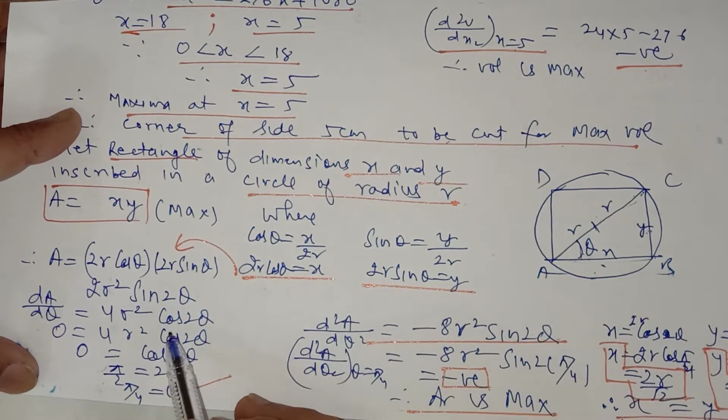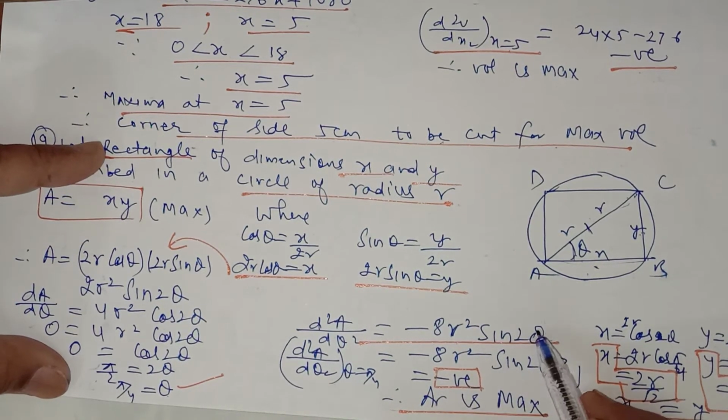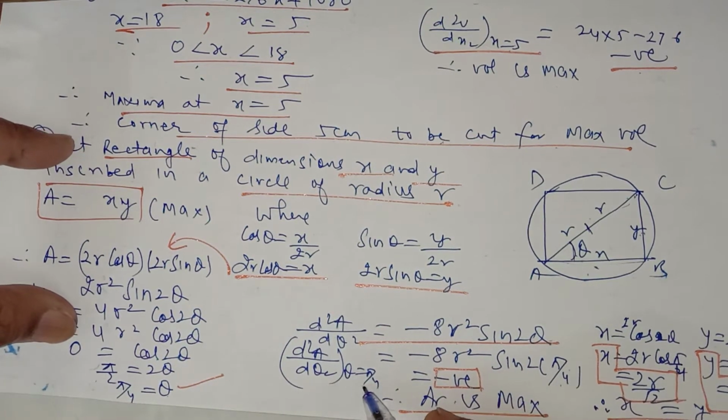Find its second derivative, and the derivative of cos 2 theta will be equal to minus sin 2 theta, which is negative when you put the value of theta equal to pi by 4, because sin 90 is 1. So you get minus 8 r square, and the area is maximum when theta is equal to pi by 4.